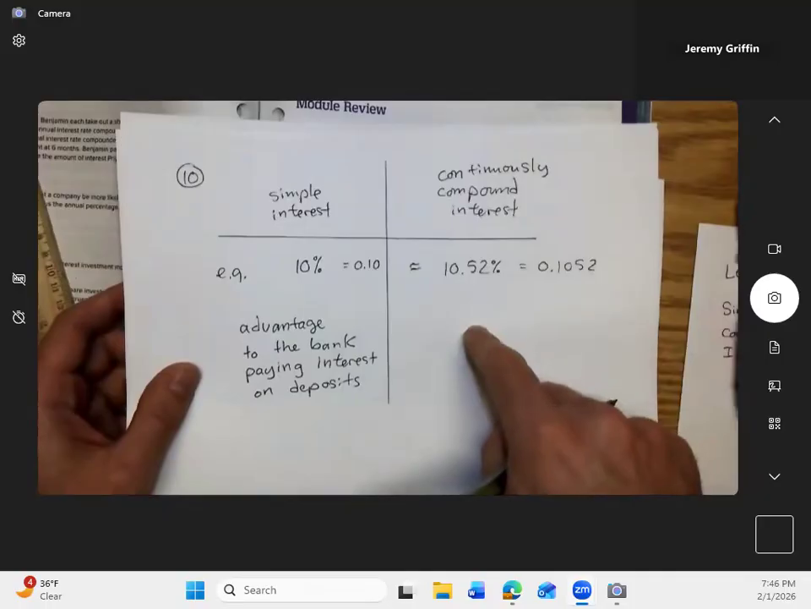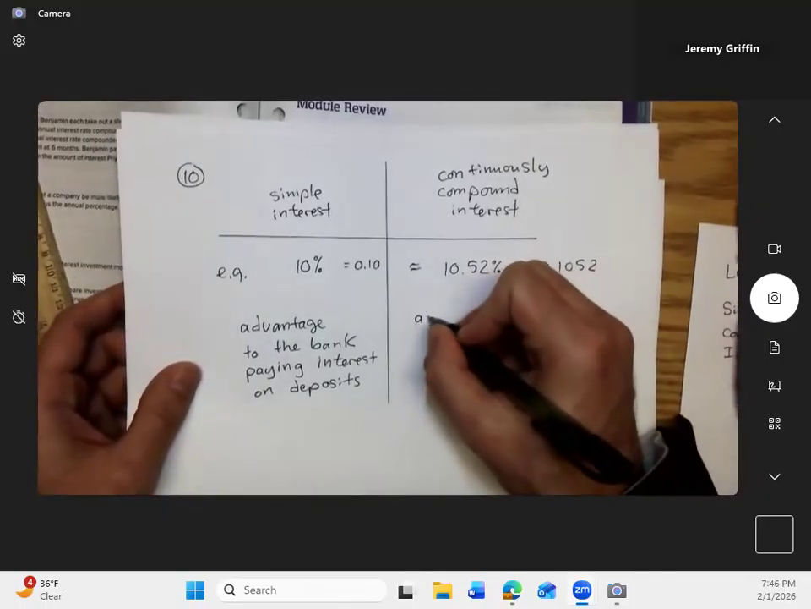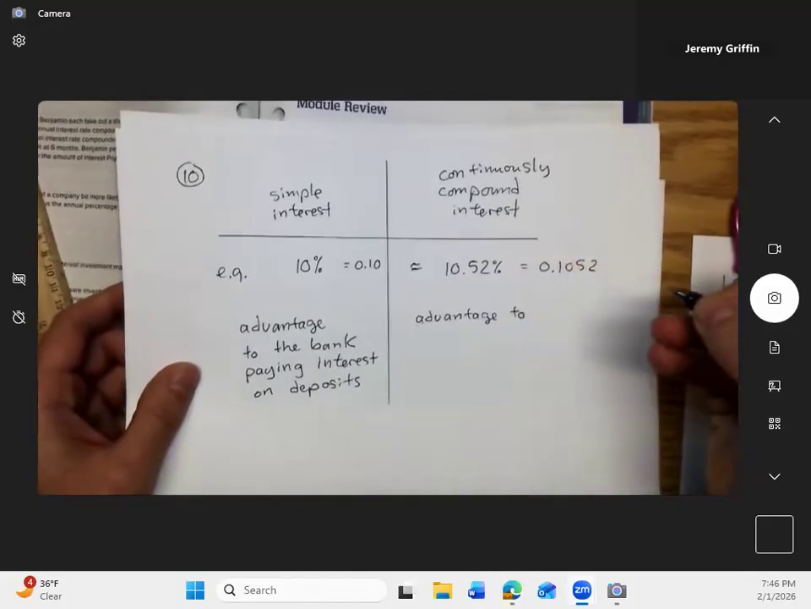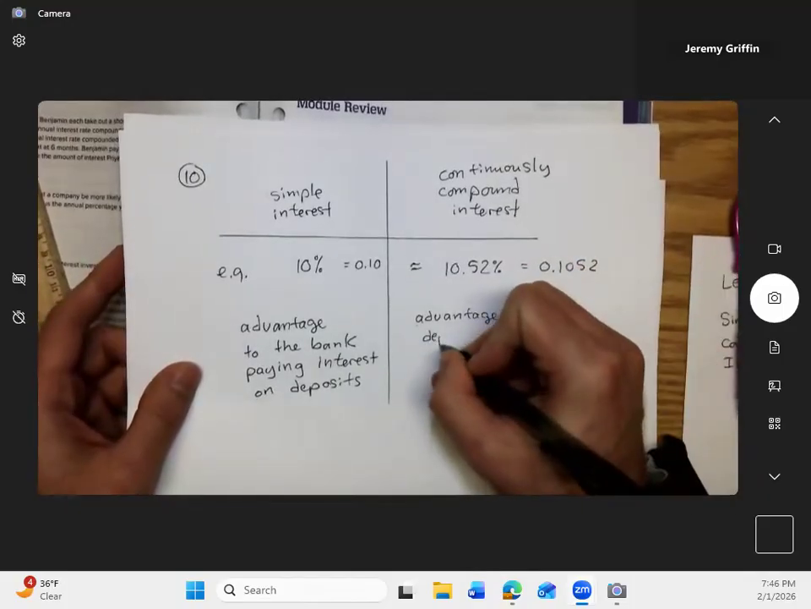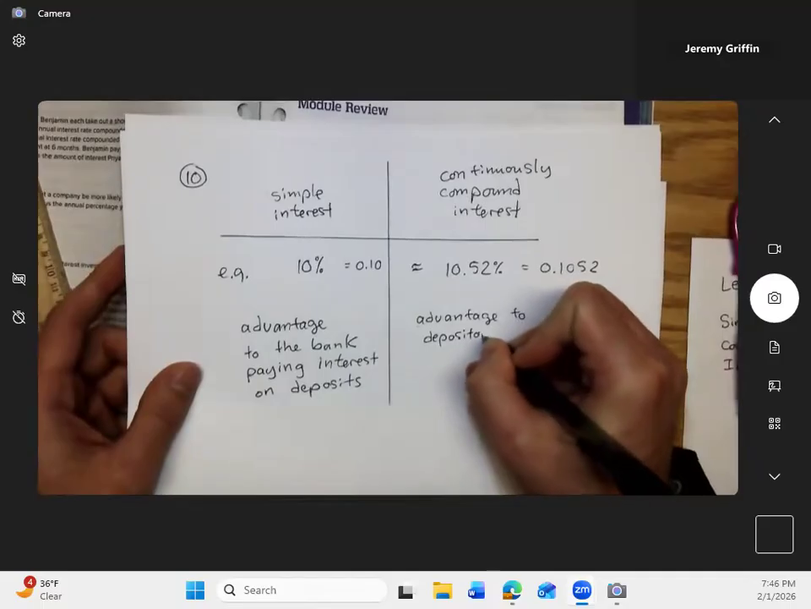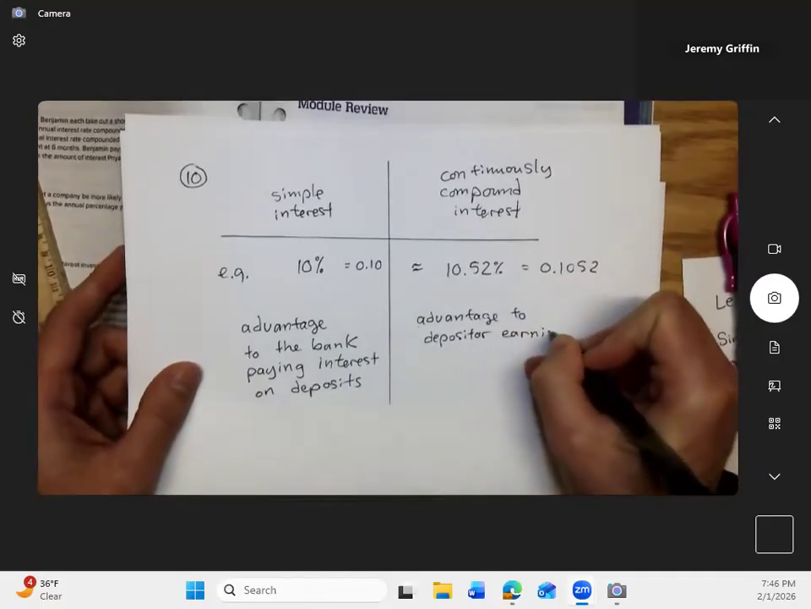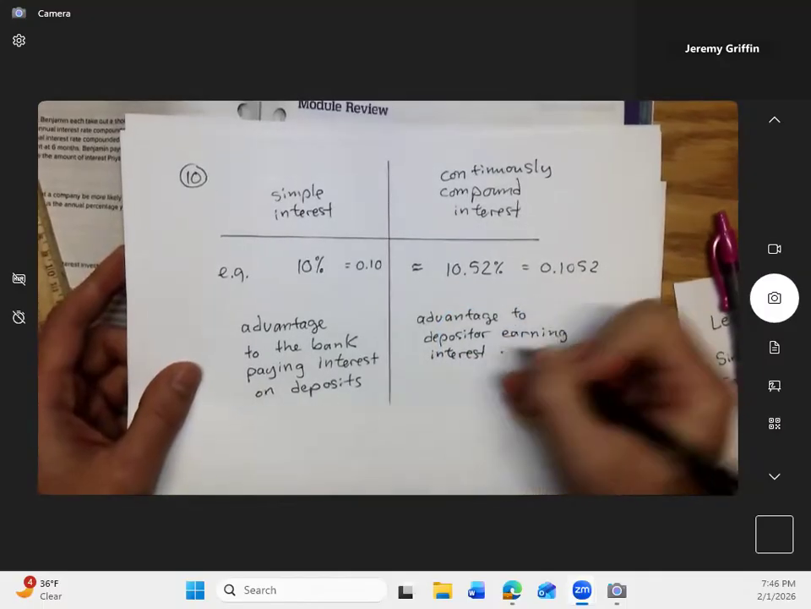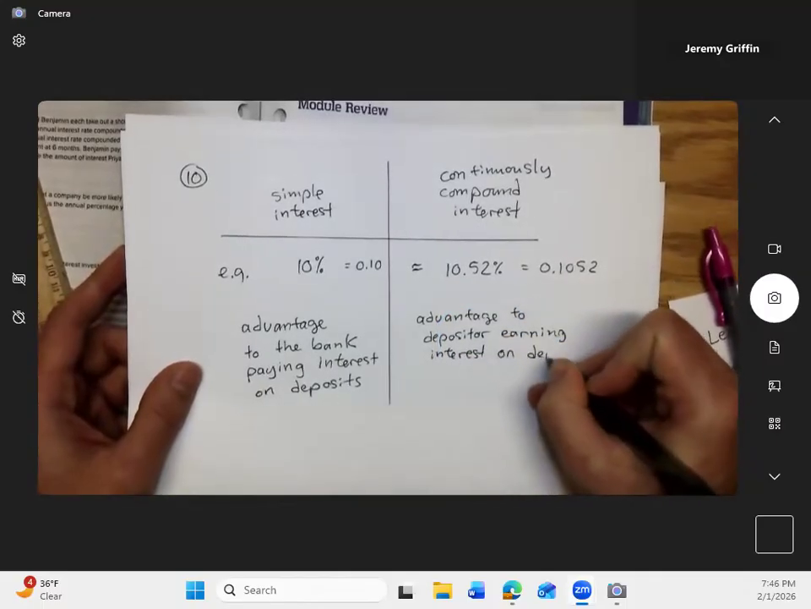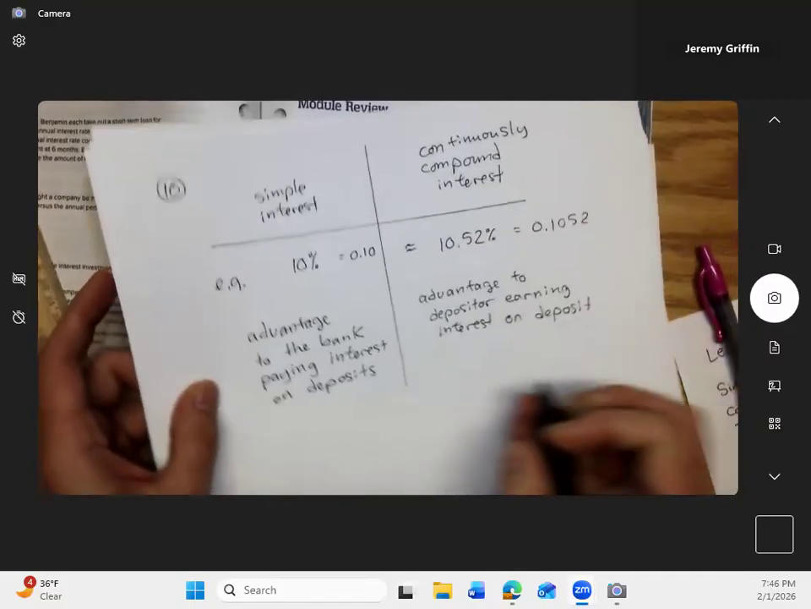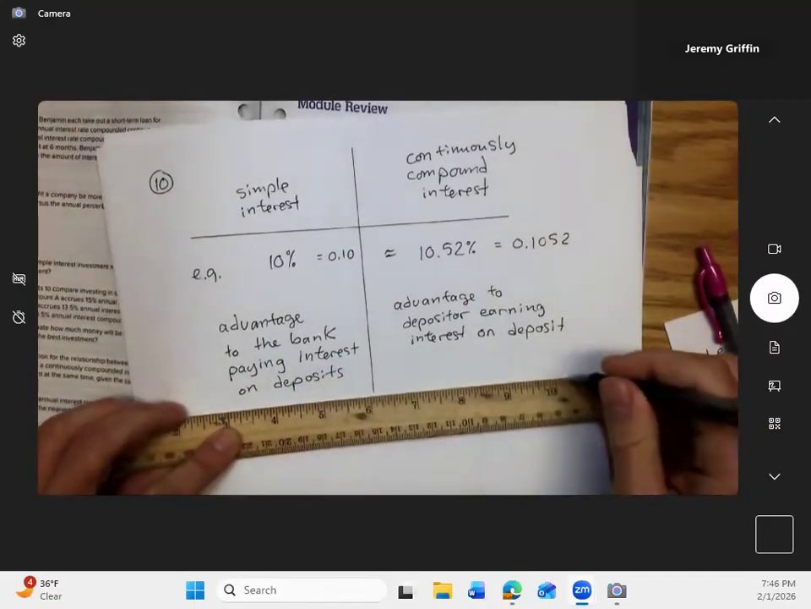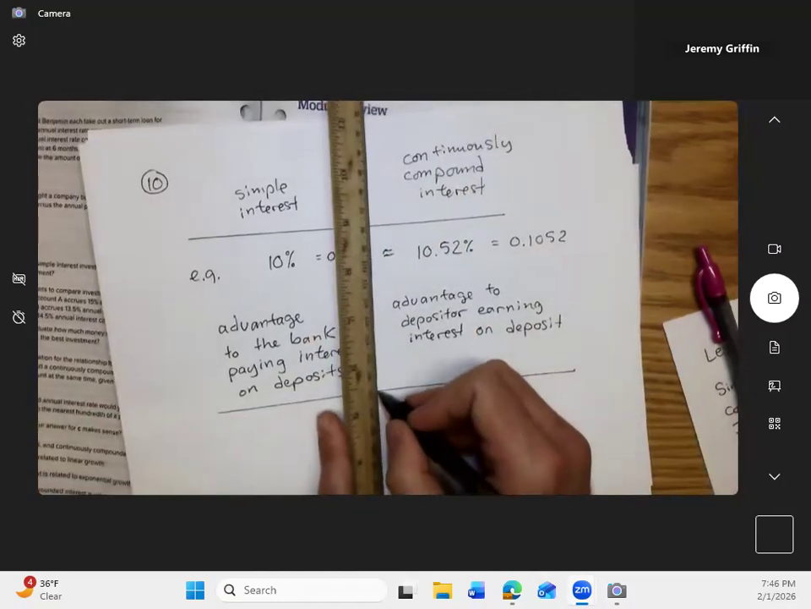Okay. Over here, if it's continuously compounded interest, this would be the advantage to the depositor earning interest on deposit. Right. But what about in the case of a loan? Because those are both examples for deposits. Right? What about if you took out a loan?